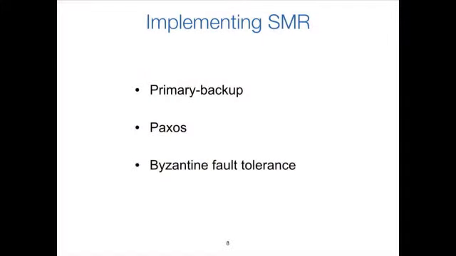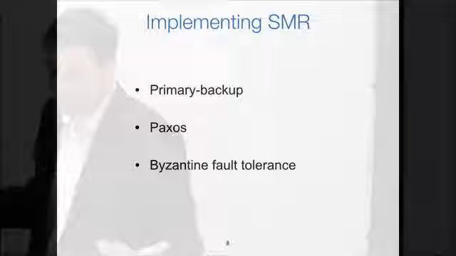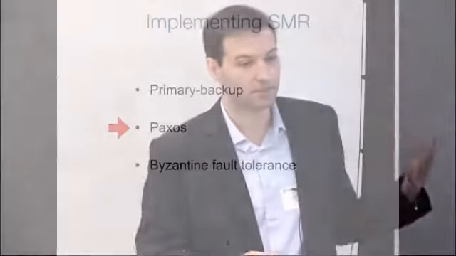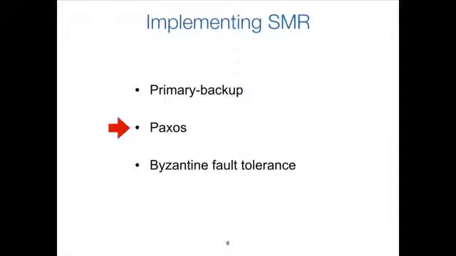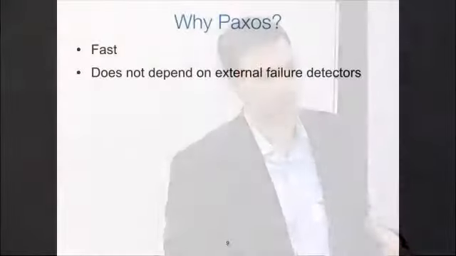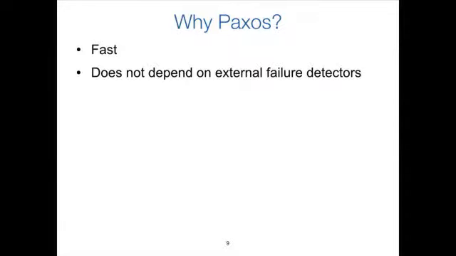And implementing state machine replication, there are multiple ways to do it, and they range from simple primary backup protocols to more complex protocols such as Paxos and Byzantine fault tolerance. Now, all the systems that I presented on the previous slides implement Paxos or protocols that are very similar to Paxos. And the reason is Paxos has a nice balance between safety, which is to say what kind of failures it can tolerate, and performance. And what I mean by performance is Paxos and Paxos-like protocols are fast. They are faster, or at least as fast as a simple primary backup, and they do not depend on external failure detectors, which makes them have very high availability.